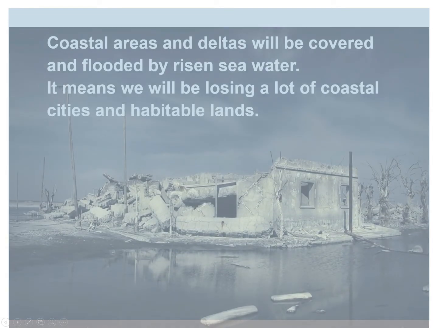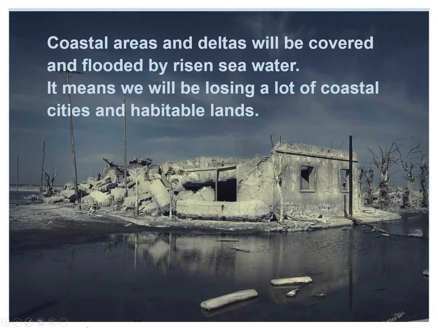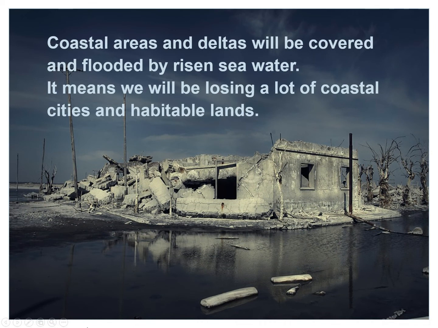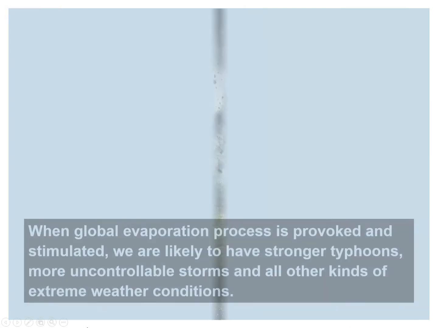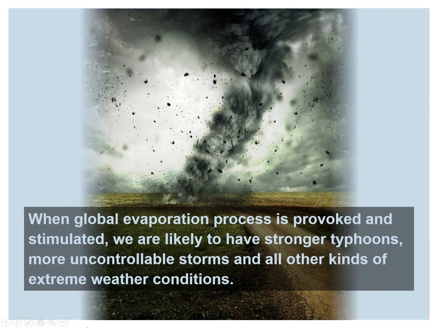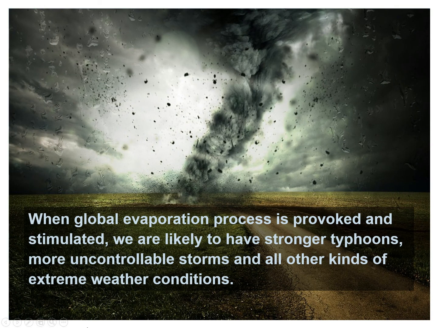Coastal areas and deltas will be covered and flooded by risen seawater. It means we will be losing a lot of coastal cities and habitable lands. When the global evaporation process is provoked and stimulated, we are likely to have stronger typhoons, more uncontrollable storms, and all other kinds of extreme weather conditions.